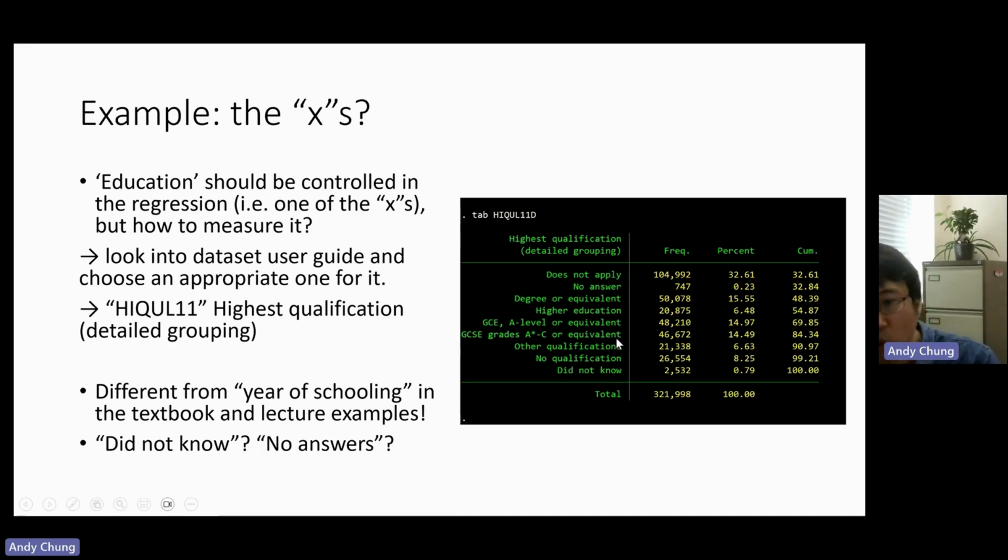So what can we do? Moreover, there are some answers like no answer or did not know, so we have to transform them into missing. They will face problems like this in a raw dataset, right? So we have to transform them, like changing no answer or did not know into missing. We have to use dummy variables on the right-hand side and so on. These are things that we discuss in class.